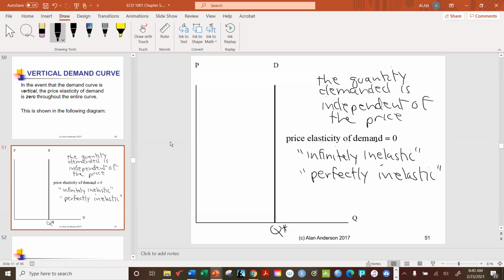So the life-saving drug is a perfect example of this because let's just say that the people in this market need Q-star units of this drug to stay alive. Having more doesn't do any good. They need this much and that's it. Having less means they die. So therefore, they're going to buy this amount no matter what it costs. And so therefore, the curve is vertical. And we say that the demand is inelastic. And so you see this, there are a lot of drugs like this where the demand is more or less vertical or it's very close to it.